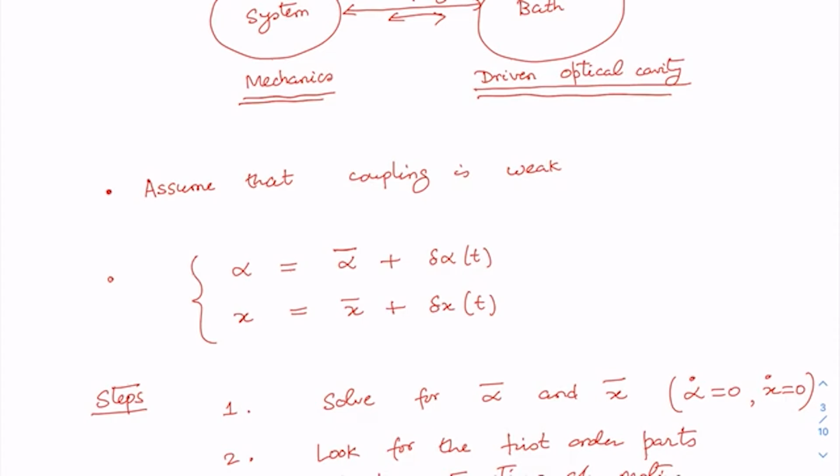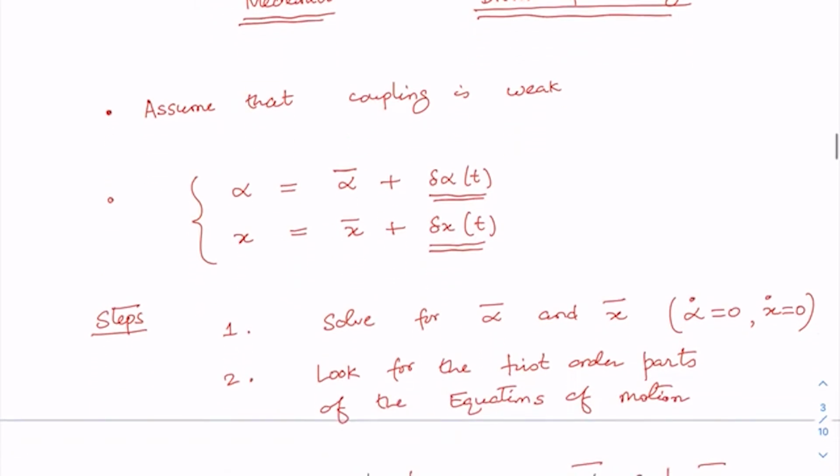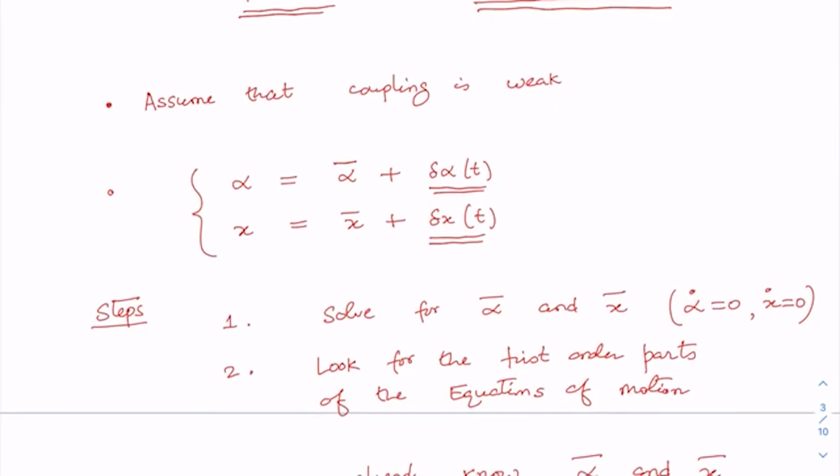And in that case we take the value of alpha to be slightly deviated from the steady state value by delta alpha, while the displacement of the movable mirror is displaced from its steady state by an amount delta x of t. You can consider them as the fluctuation also. And next, we have taken certain steps to solve it.